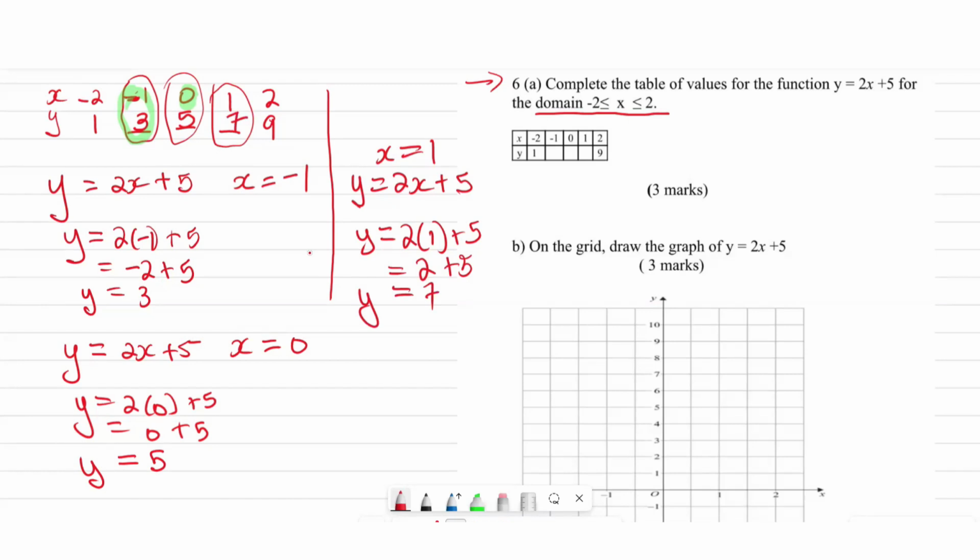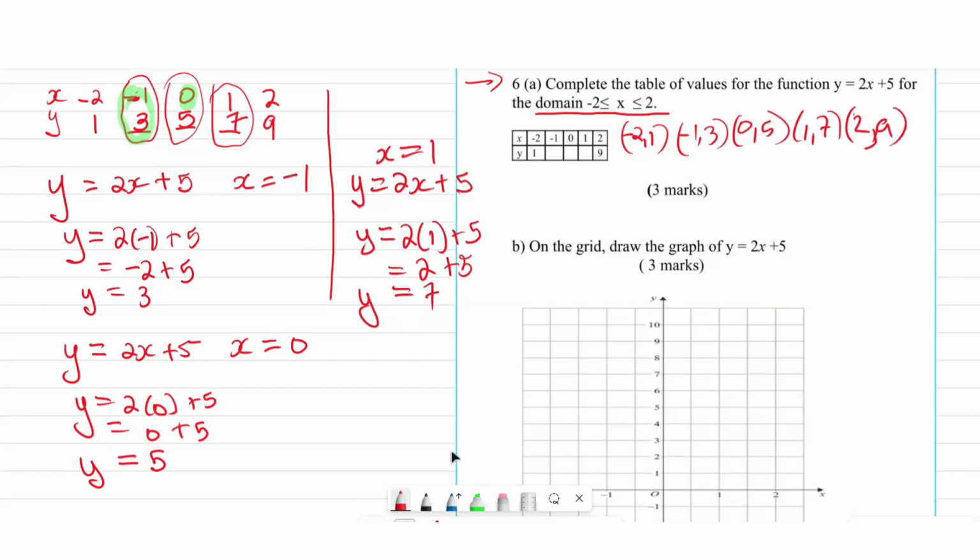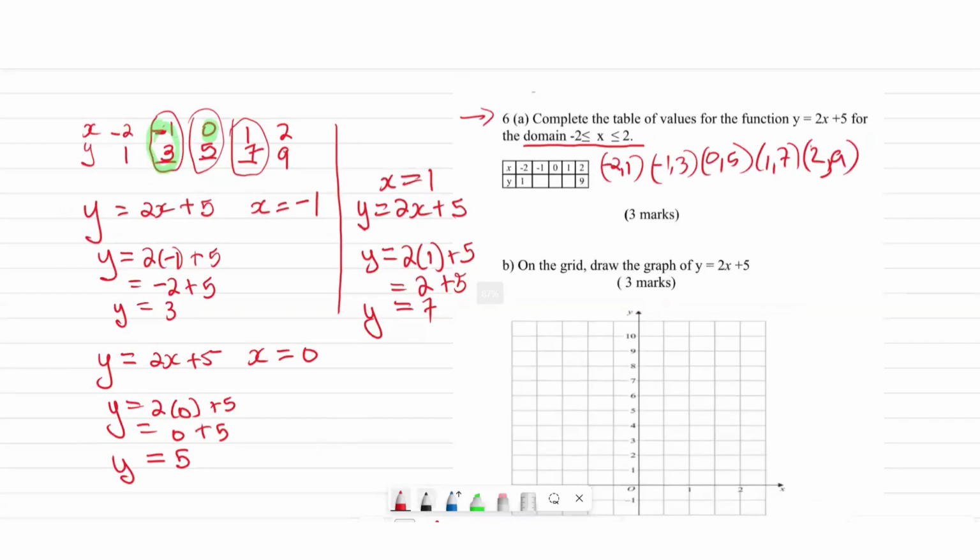We're going to plot those points, right? So every x and y value together is what we call a coordinate. So I could write the coordinates here. We got -2 with 1 from the question. We came up with -1 with 3. We came up with 0 with 5. We came up with 1 with a 7. But we got 2 with 9 from the question. So what we're going to do now is to plot these to complete the graph.